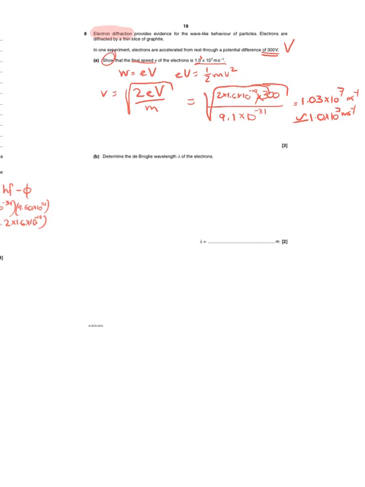Moving on to the next part, determine the de Broglie wavelength of electrons. We know that this is the equation for it. So then we have 6.63 times 10 to the minus 34 divided by the mass times the speed that we calculated above. And that should give us about 7.3 times 10 to the minus 11 meters.